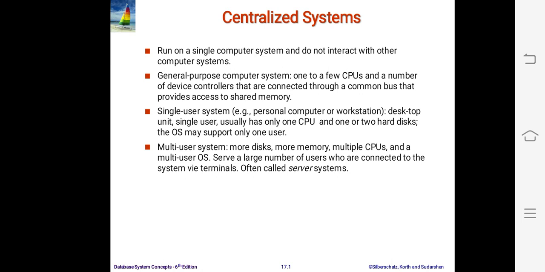A single user system means, for example, a personal computer or workstation. A desktop unit, single user, usually has only one CPU and one or two hard disks, and an operating system that may support only one user. A multi-user system consists of more disks, more memory, multiple CPUs and a multi-user operating system. This system serves a large number of users who are connected to the system via terminals. These systems are called server systems.